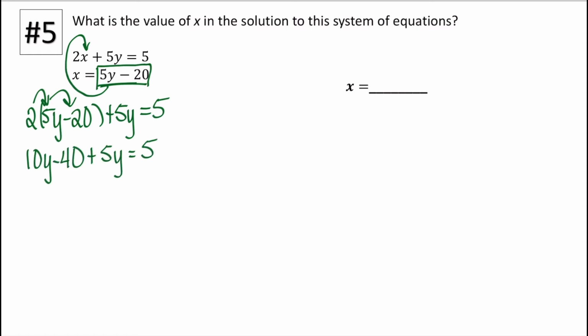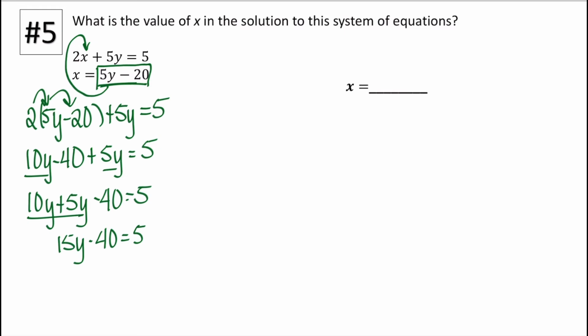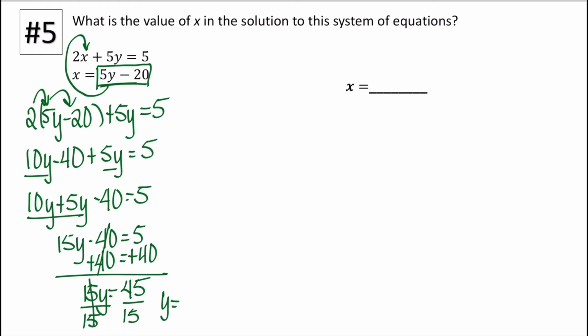I'm going to combine my like terms, so I have 10y plus 5y minus 40 equals 5, which gives me 15y minus 40 equals 5. So now to solve for y, I'm going to go ahead and add 40 to both sides. So when I do that, I end up with 15y equals 45. Now I divide both sides by 15, which gives me y equals 45 over 15, which is y equals 3.